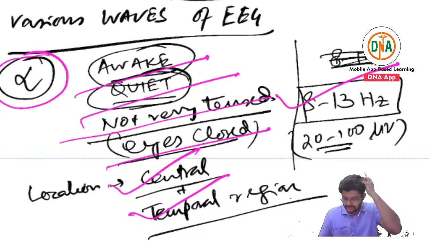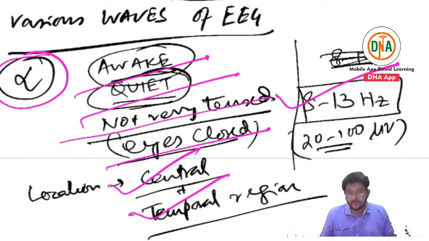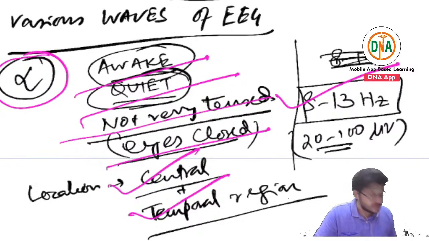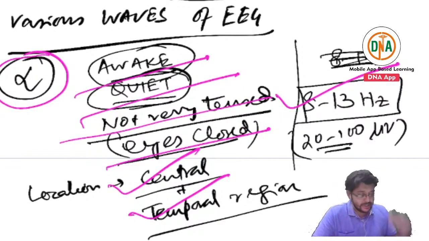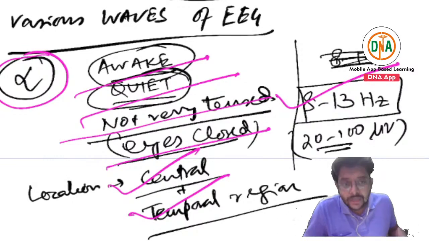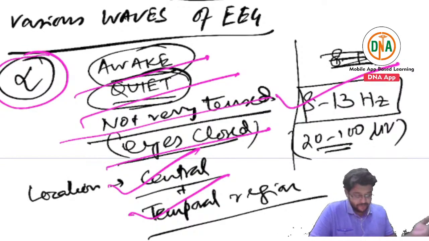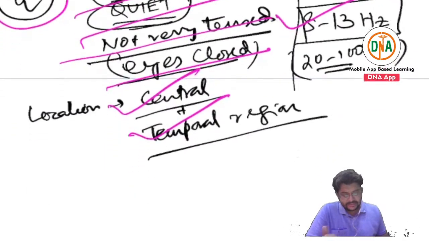Dr. Shumana asked, is there any inverse relation? Definitely there is an inverse relation between the amplitude and the frequency. I have discussed that amplitude and frequency are just the opposite. If you have a high frequency wave, you have a low amplitude. High frequency means low amplitude. So that's the basic thing.